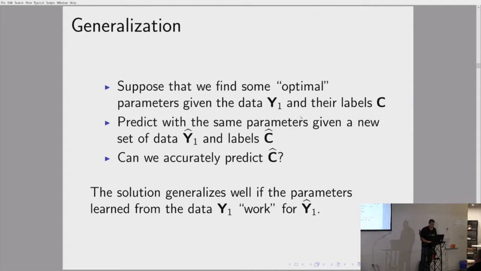Okay. Now, first thing, let's talk about generalization. So what do we mean by generalization? And this is where the big thing is that we still don't understand. I don't claim I understand it, but this is where the big and interesting stuff really comes out. So the idea is this. If you have labeled data, assuming that I have data, let's call it Y1, and I have a label for it, C. Okay? Now, I'm going to find these parameters that work for this particular data set.